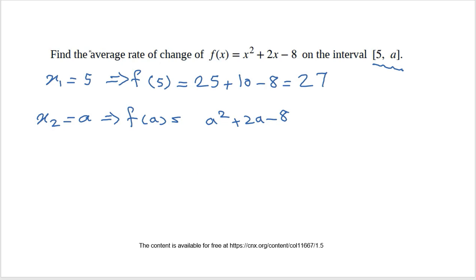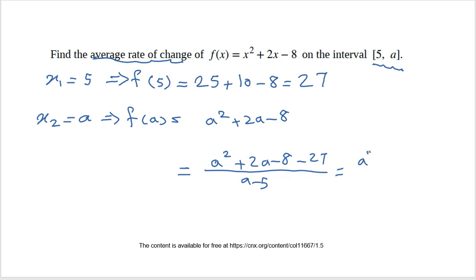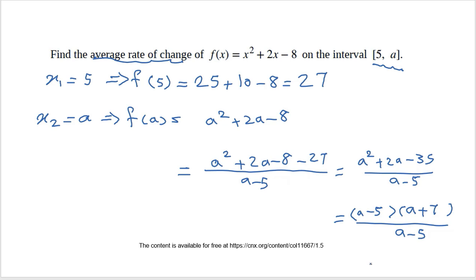So average rate of change is equal to a squared plus 2a minus 8 minus 27 over a minus 5. So a squared plus 2a minus 35 over a minus 5. Try to simplify it. a minus 5, a plus 7 divided by a minus 5. So the answer is a plus 7.